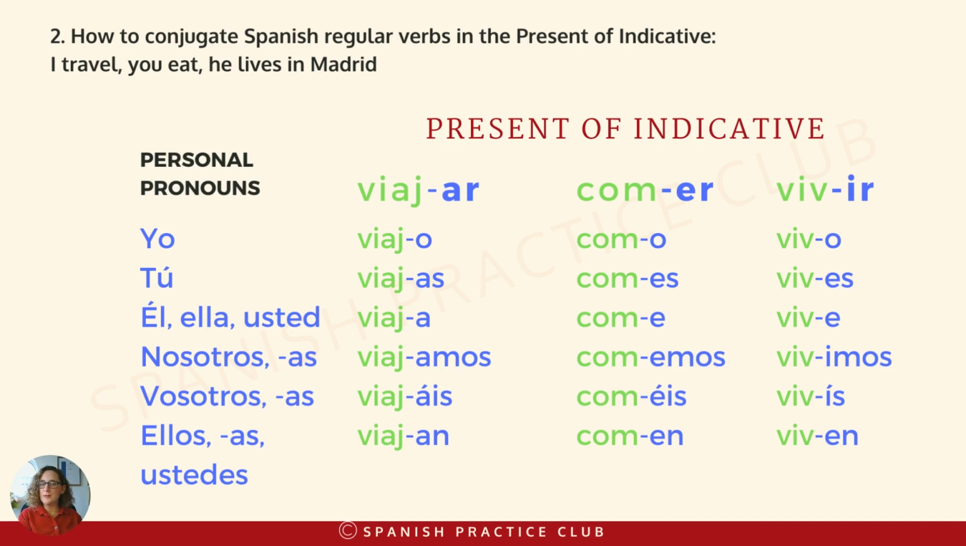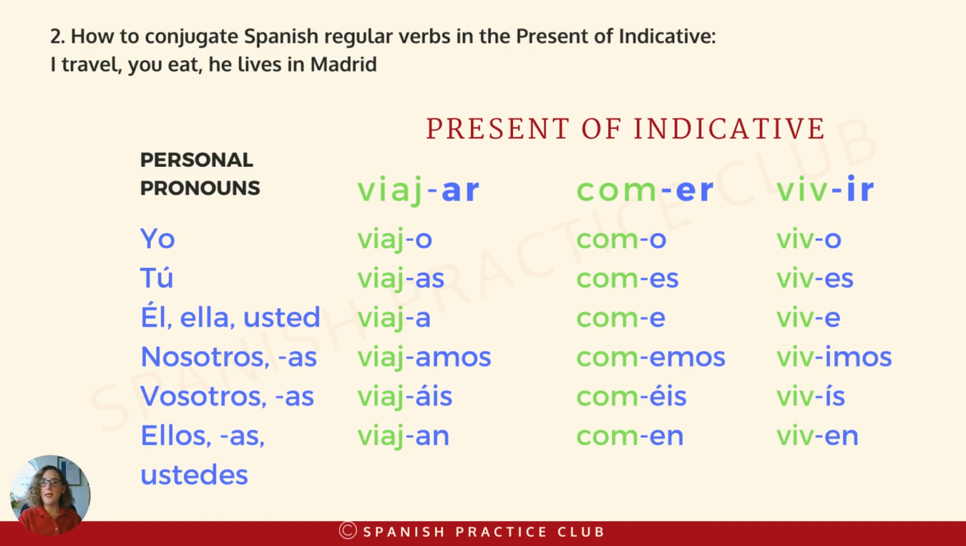The process is very, very simple. All we need to do is drop the ending of the conjugation and add the correct ending that belongs to the personal pronoun. So how does that work in practical terms? If we've got the verb to travel, viajar in Spanish, all we need to do is drop the ending AR, and for the first person of the singular, yo, we just need to add the ending O.